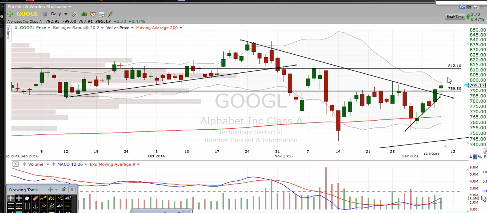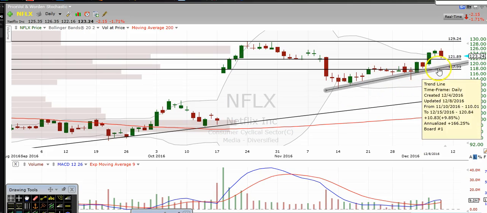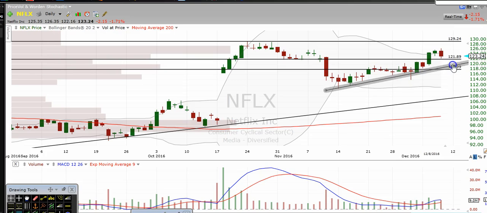The next one we're going to take a look at is Netflix. And Netflix, you can see breaking higher here, consolidating sideways currently, but we have support based off of this uptrend line. You can see lots of bounces against that uptrend line, and that's going to be right around 119 to 120 as that support level right here.